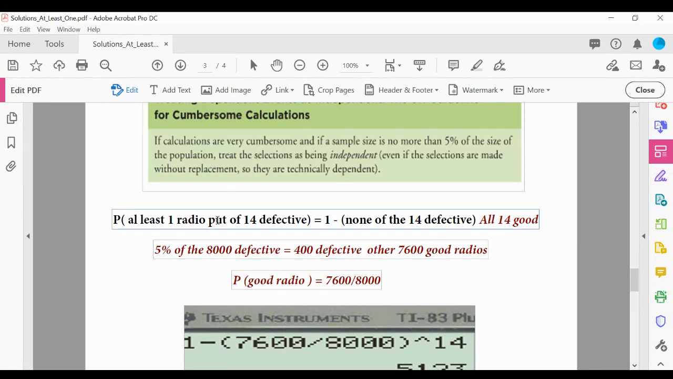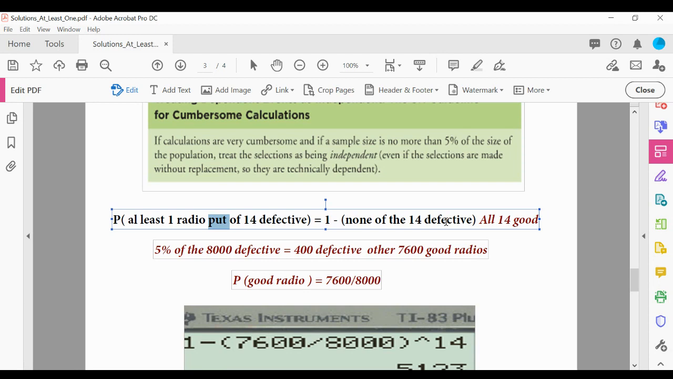All right. So, probability of one clock radio out of the 14 is defective. I'm not sure what that word is there, just ignore that. Is 1 minus the probability that none of the 14 are defective. Right?